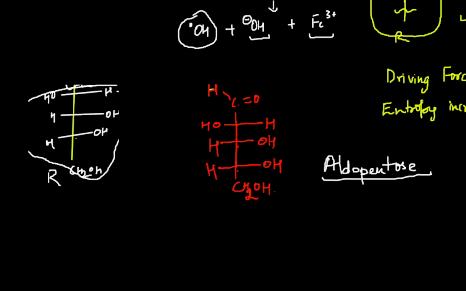So in chain lengthening, you studied Kiliani-Fischer synthesis. In chain shortening, we have two degradation methods. One is Wohl degradation and the other is Ruff degradation.